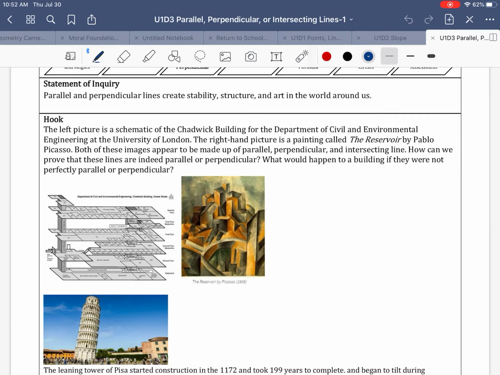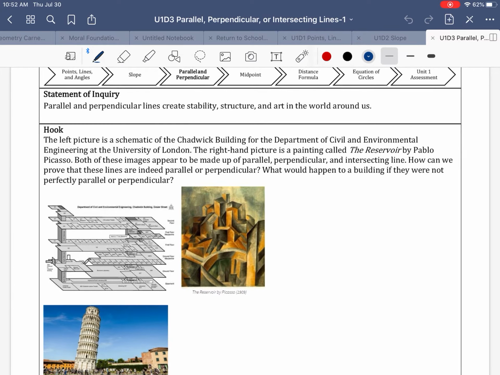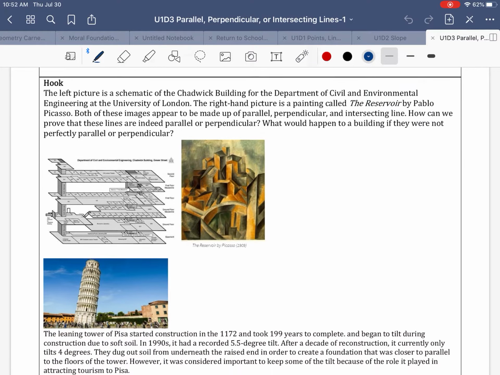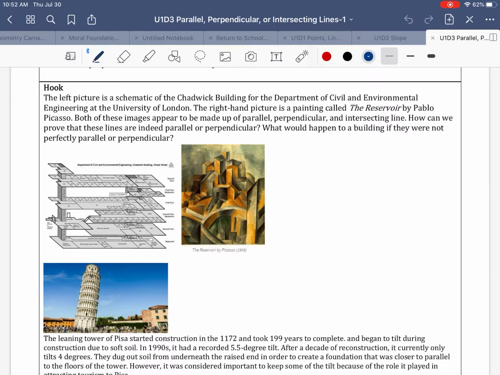Our statement of inquiry today is this idea that parallel and perpendicular lines help create stability, structure, and art in the world around us. So I want to show you these three pictures here. Now, picture number 1, this leftmost picture, is a schematic of the Chadwick Building for the Department of Civil and Environmental Engineering at the University of London. The right-hand picture, this picture number 2, is a painting called The Reservoir by Pablo Picasso.